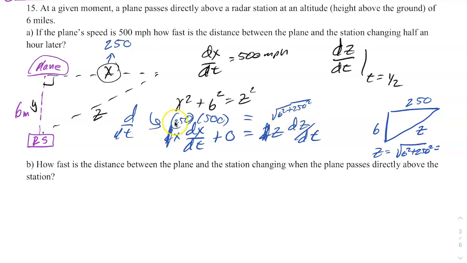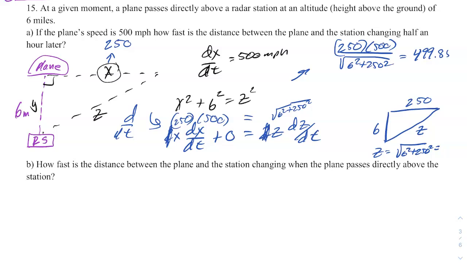And then we're just going to divide by that, because we're looking for dz/dt. So it's going to be 250 times 500 all over the square root of 6 squared plus 250 squared. We put that into a calculator and we get 499.856 miles per hour. So that is how fast the distance is changing. It's about 500 miles per hour. That's how fast apart they're getting.